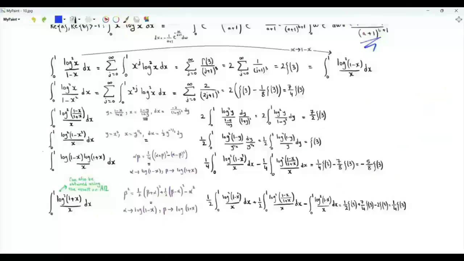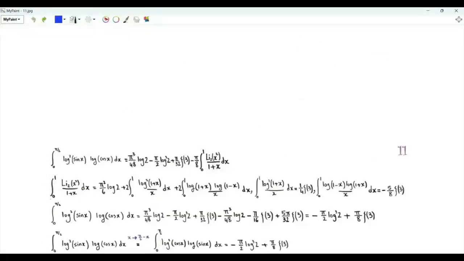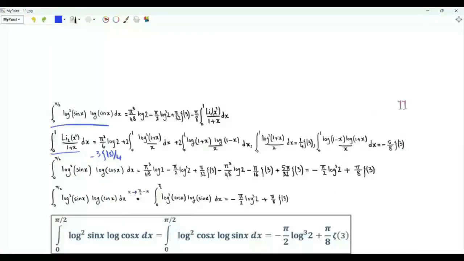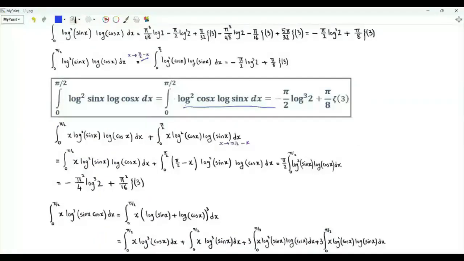Using this result, we obtain these two integrals. This integral is pi squared log 2 over 6 minus 3 zeta of 3 over 4. We now have this one. Changing x to pi over 2 minus x, we obtain its twin. What we are interested in is an integral with this integrand times x.